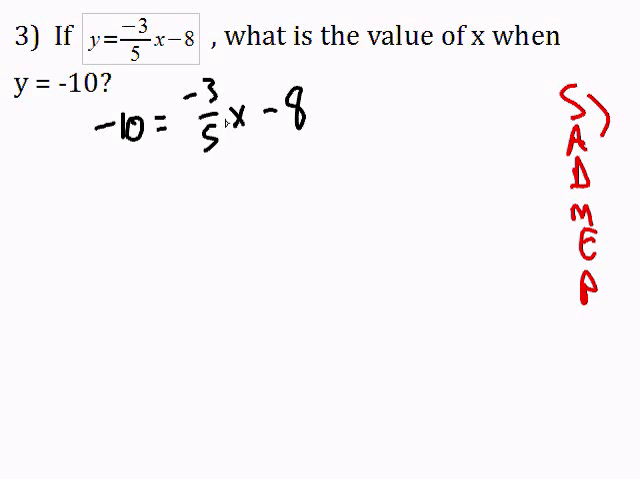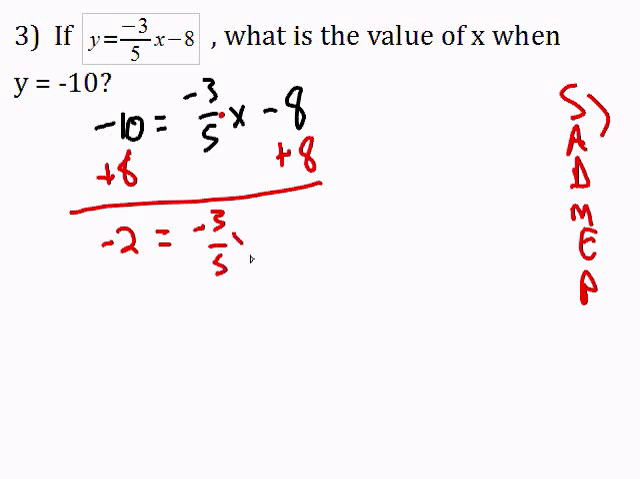Since it's -3/5 times x, we don't do that first. Since it's subtract 8, we do get rid of the -8 by adding 8 to both sides of the equation. -10 plus 8 is -2, which is equal to -3/5 x. 8 minus 8 cancels, and we're left with -3/5 x equals -2. Now there are a couple ways to work this last little bit out.